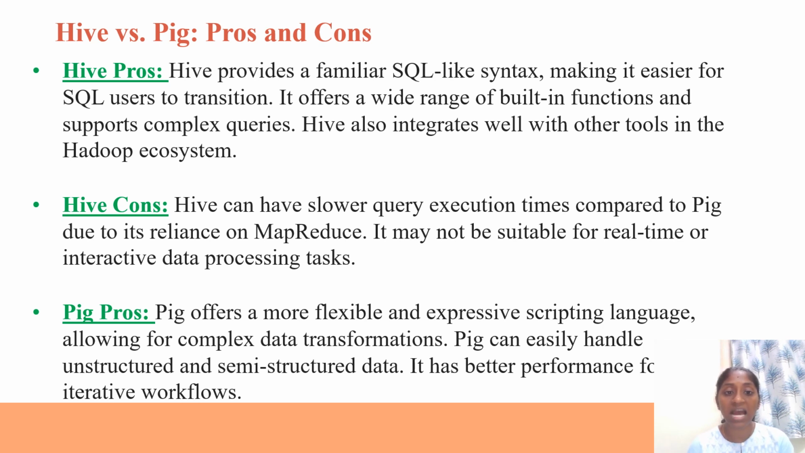Hive cons. Hive can have slower query execution times when compared to Pig due to its reliance on MapReduce. It may not be suitable for real-time or interactive data processing tasks. Pig pros. Pig offers a more flexible and expressive scripting language, allowing for complex data transformations. Pig can easily handle unstructured as well as semi-structured data. It has better performance for interactive workflows.